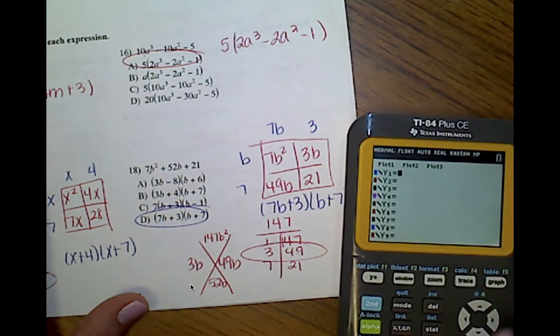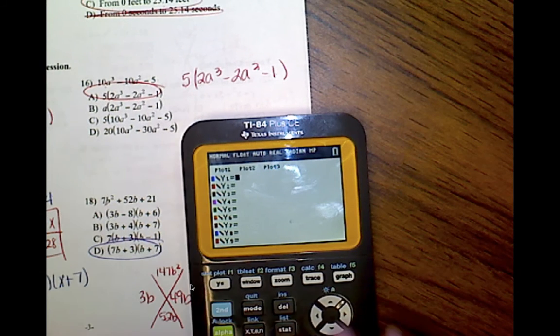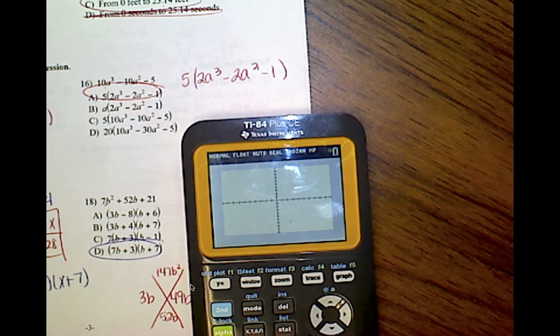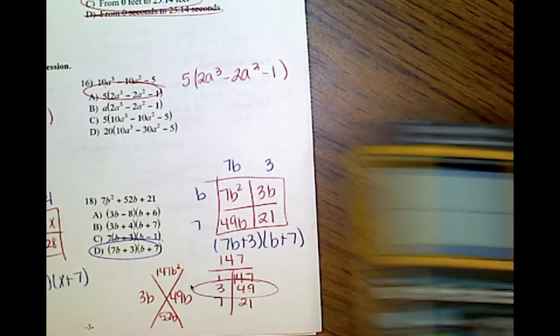Same thing as before, you can check it. You've got the original, which is 7x squared plus 52x plus 21, and the new one, which is 7x plus 3 times x plus 7. Graph it. There's the vein. And then let's make sure the blood goes through it. It does, so you got the exact same answer.